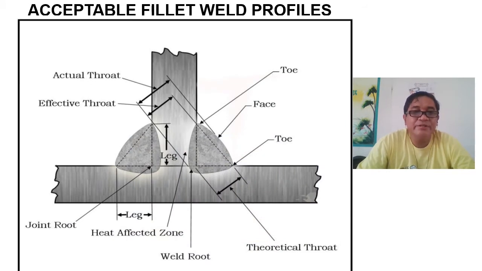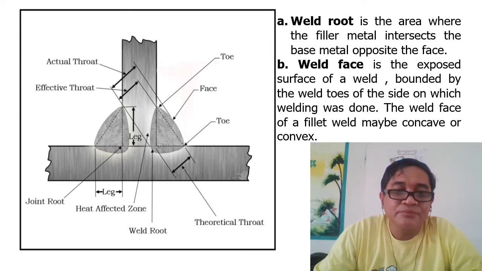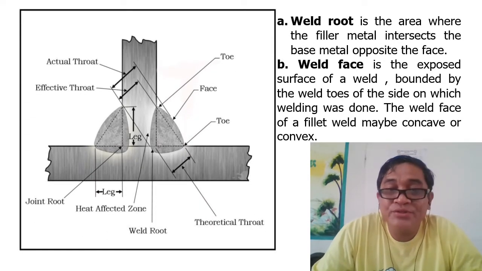So in here we have the profiles for fillet weld. You have the actual throat, effective throat, theoretical throat, the joint root, heat affected zone, the leg, the weld root, the face, and the toe. So just trace up the arrow where it points, and that's the name of this profile. So we will individually discuss these parts of the fillet weld profiles.